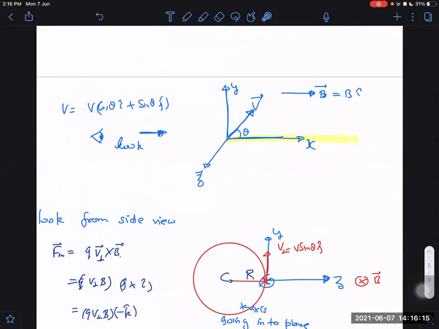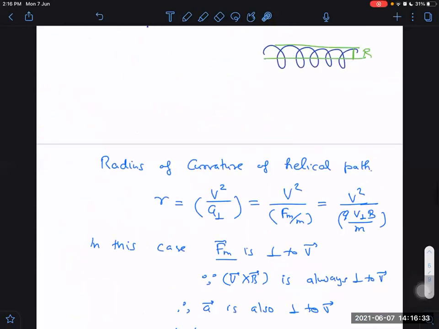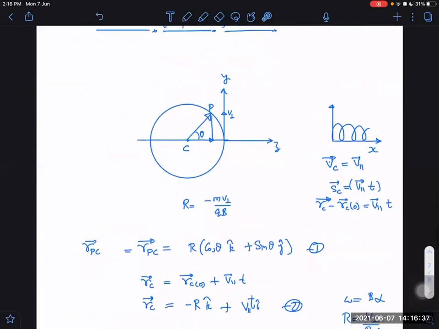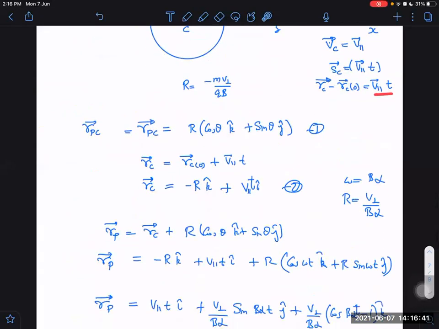Wait a second. I have written here. Yeah, you changed the situation. I have written something wrong. What is happening here? Oh, last time I had taken B along I cap, and V parallel also along I cap. Then this time V parallel is I cap, but B is minus J cap.